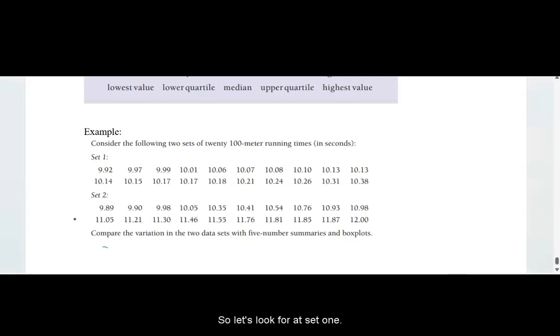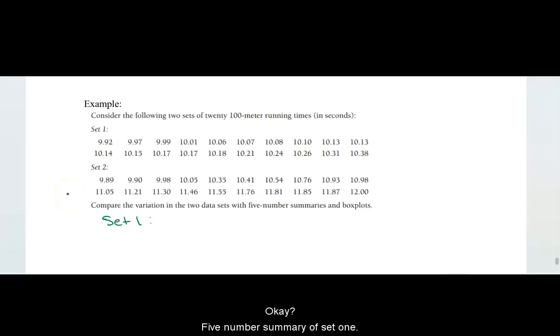So let's look at set 1. The 5-number summary of set 1 starts with the lowest value of the data set, that's the 9.92. Then we have 3 numbers in between, I'm going to leave that. And then the highest number, which is the 10.38. Then we have 3 numbers in between that we need to find.